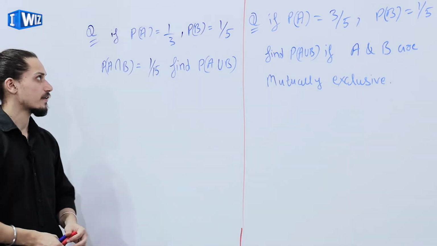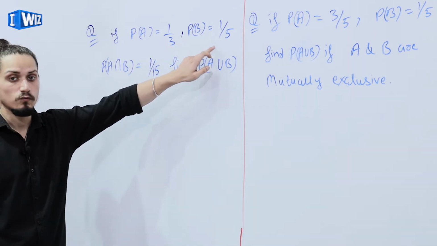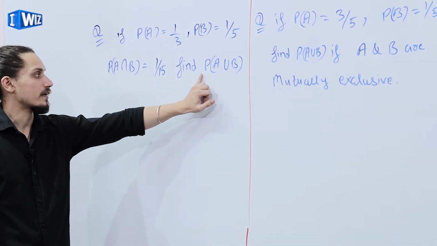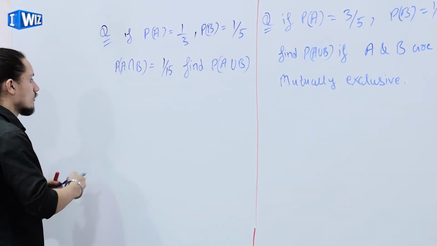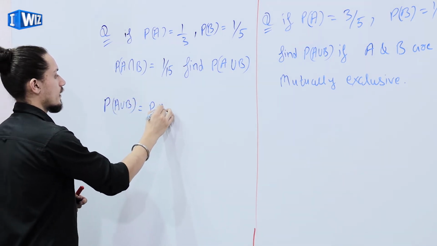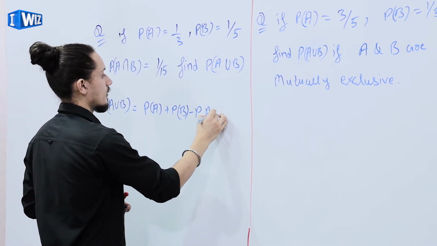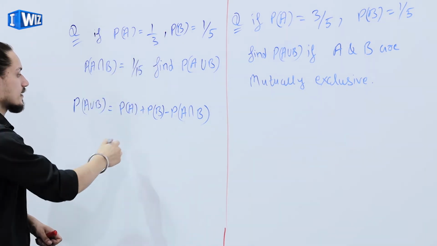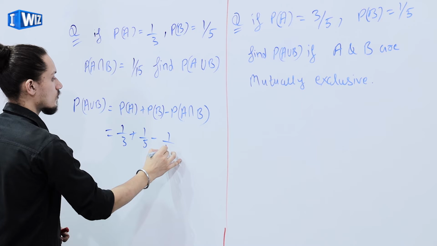Now in this example we are given probability of event A is equal to 1 by 3, probability of event B is equal to 1 by 5, and probability of A and B is equal to 1 by 15. We have to find probability of A or B, or probability of A union B. So we know probability of A union B is equal to probability of A plus probability of B minus probability of A intersection B, or A and B. सबकी वैल्यू हमारे पास है, पुट कर दो. वी गेट 1 upon 3 plus 1 upon 5 minus 1 upon 15.